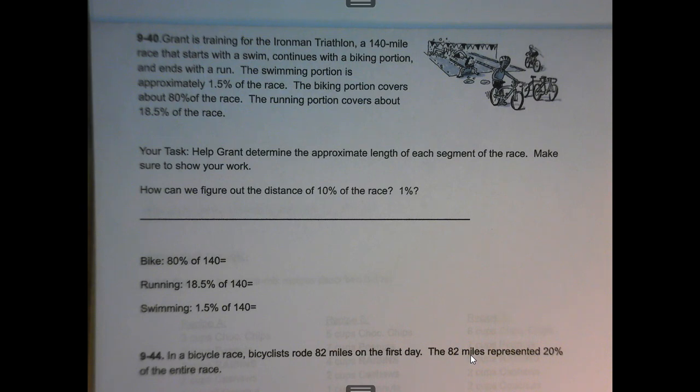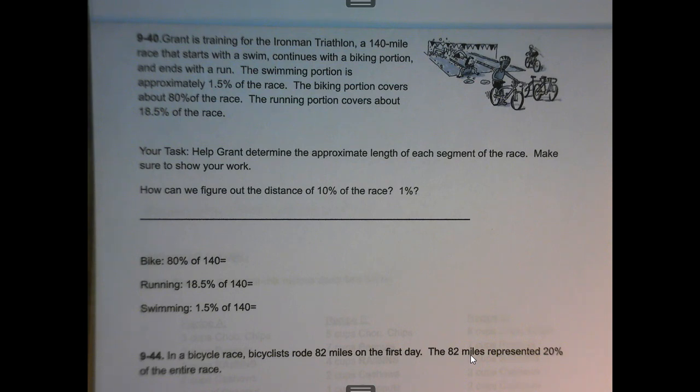Today we have a person named Grant who is running the Ironman Triathlon, a 140-mile race that starts with a swim, continues with a biking portion, and ends with a run. The swimming portion is approximately 1.5% of the race. The biking portion covers about 80% of the race, and the running portion covers about 18.5% of the race.